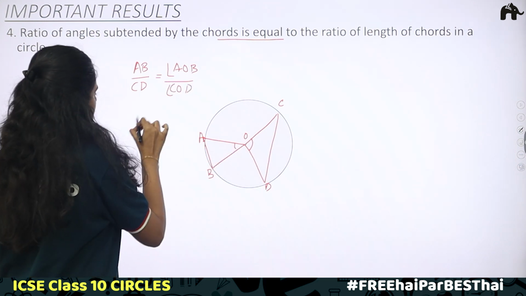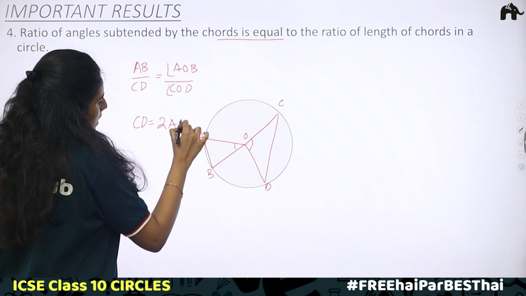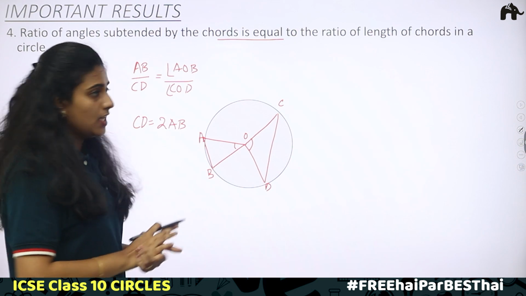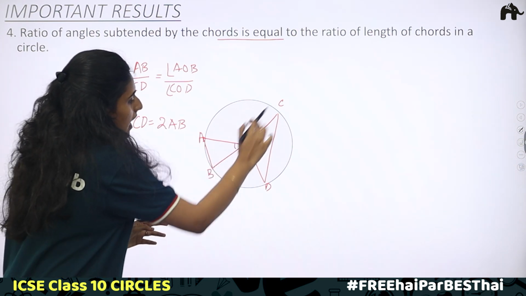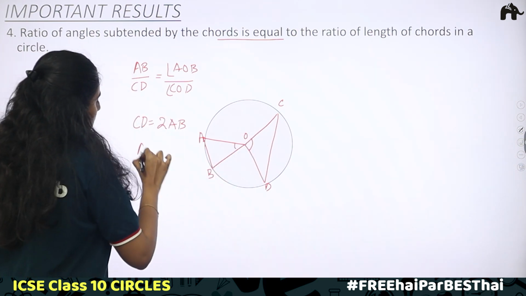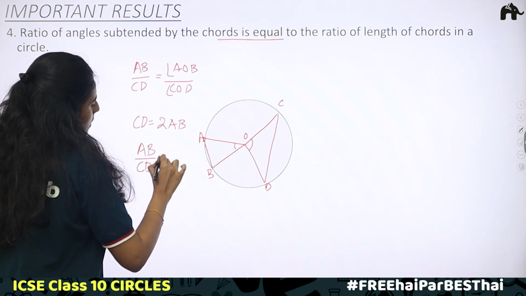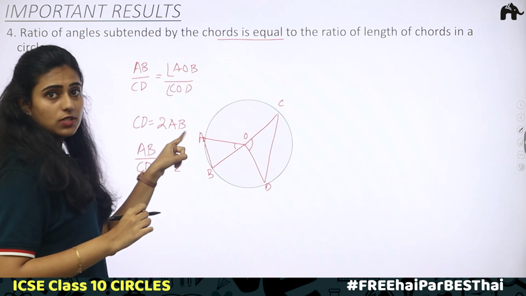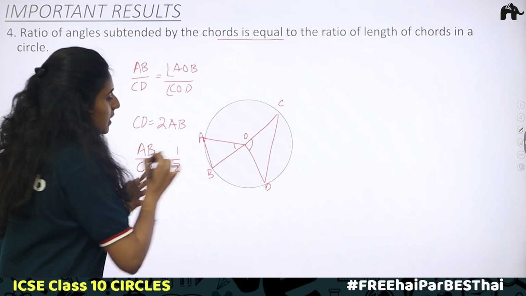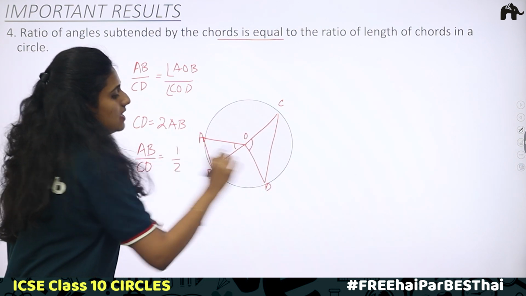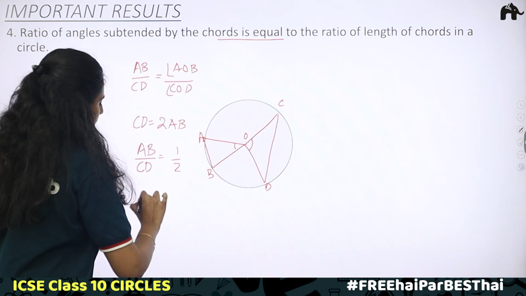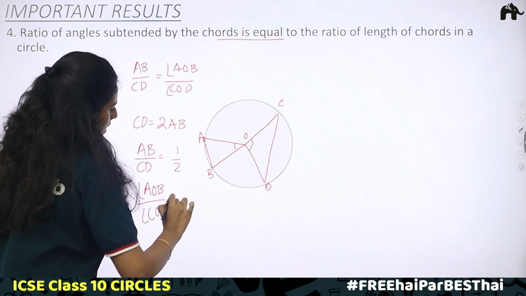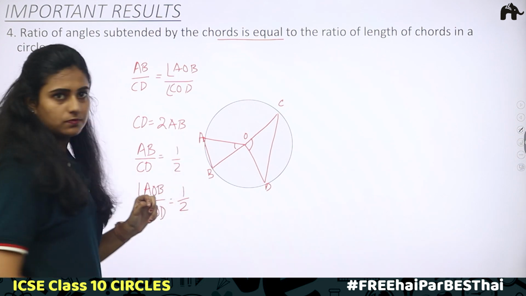Here if I am taking CD equal to 2 times AB, that is the length of CD is twice the length of AB. Then how can you find the ratio of AOB and COD? We have AB by CD. AB by CD will be equal to 1 by 2. Okay, if CD is equal to 2 times AB, then AB by CD will be equal to 1 by 2. If AB by CD is equal to 1 by 2, then the measure angle AOB divided by angle COD is equal to 1 by 2.